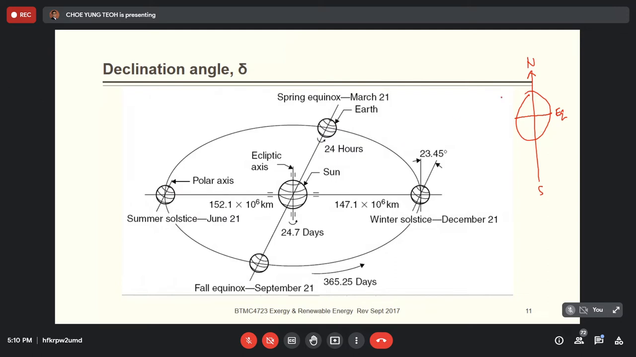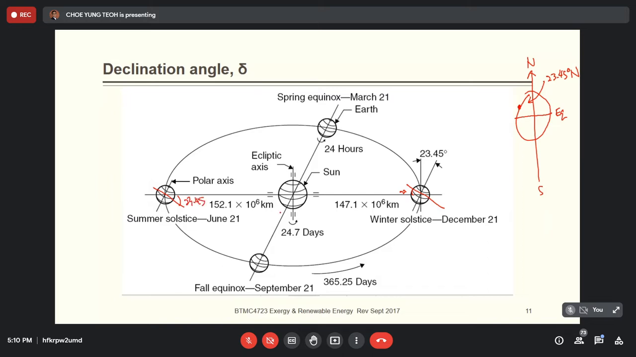Okay, so we know that Gujarat is located here, and the angle is 23.45 degrees north. Then we know that the sun, let's say on December 21, this is the equator line. The sun ray is 23.45 degrees to the south of the equator. But then on June 21, this is the equator, so the angle here is 23.45.